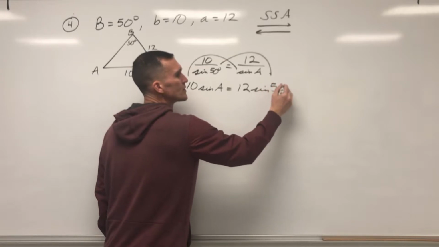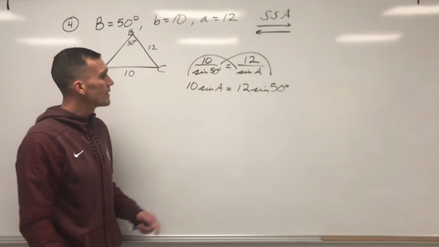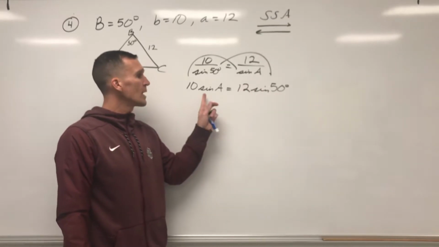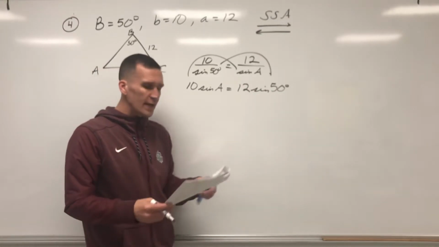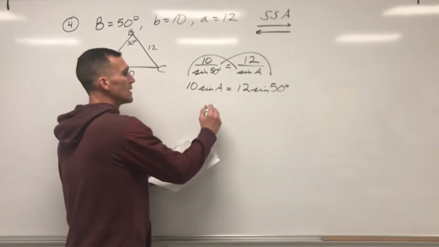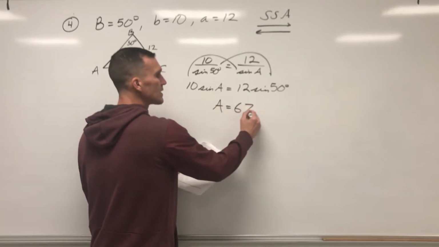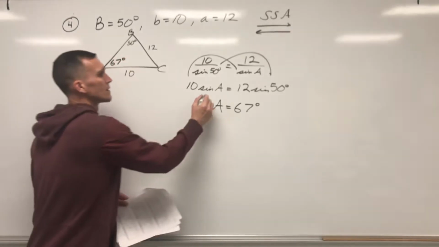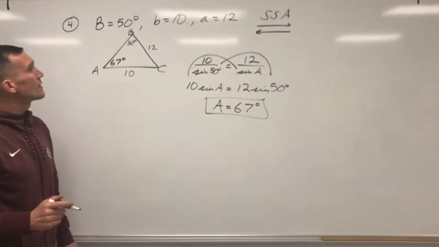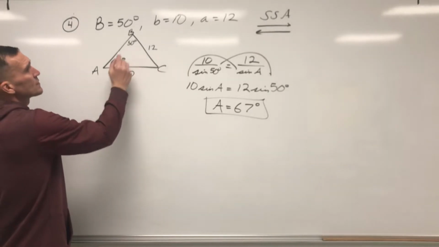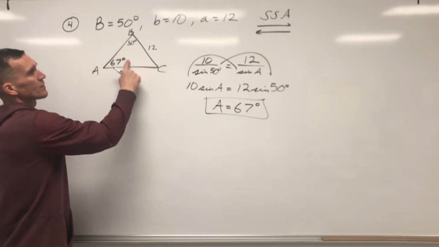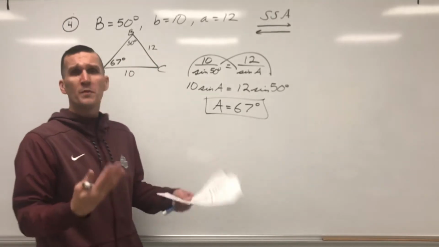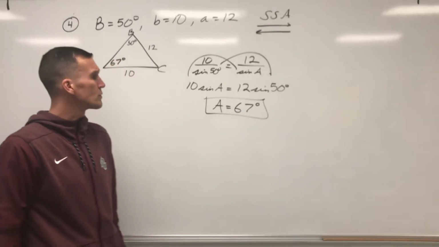And it's going to be a two-step process. Again, follow my guided notes, but I'll divide by 10, and then when I get that solution, I'll have to inverse sine both sides. Doing that leaves me with 67 degrees. So now I can add that to my picture. All right, so now everything's looking okay so far. 50 is smaller than 67, and the side across from 50 is smaller than the side across from 67. You always check to see if your information is matching up with what we know is true.